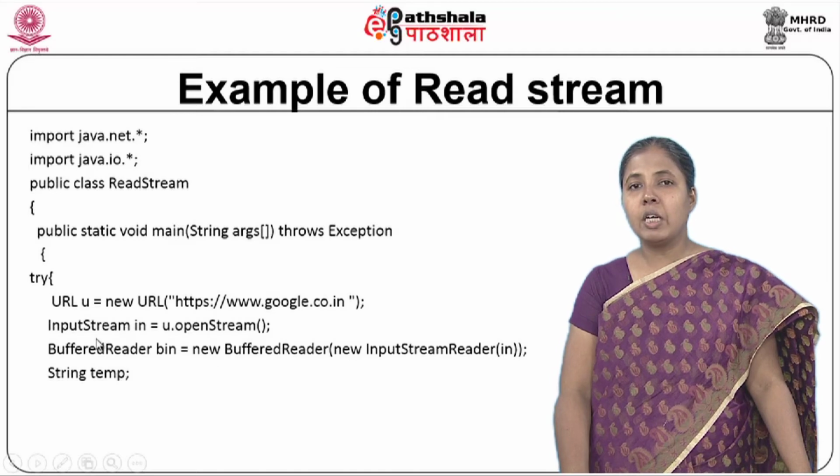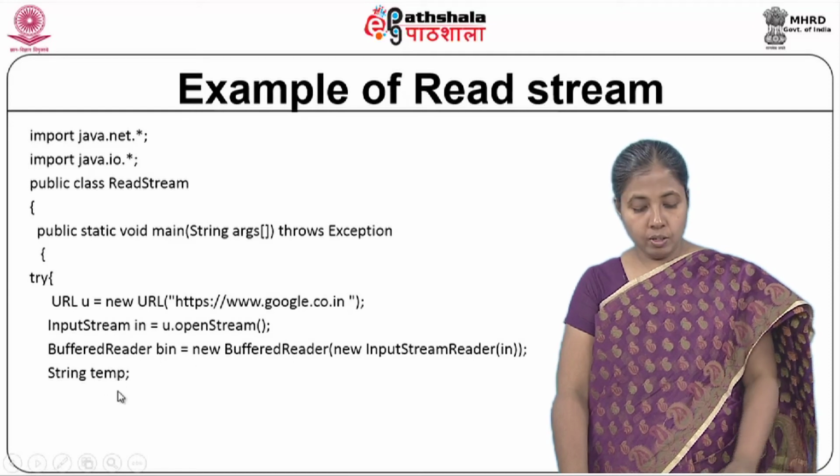This would return an input stream object, as I have told in the previous slide. Now, nest this input stream class with the other stream classes to make a read. So, what we have done is, in is the input stream object. This is nested with the InputStreamReader, which is now nested with the BufferedReader. You get a BufferedReader object called bin.